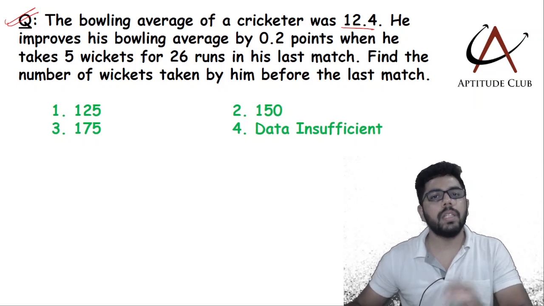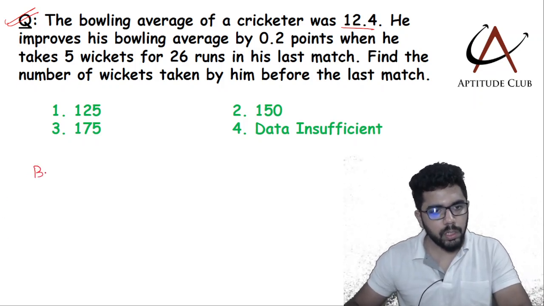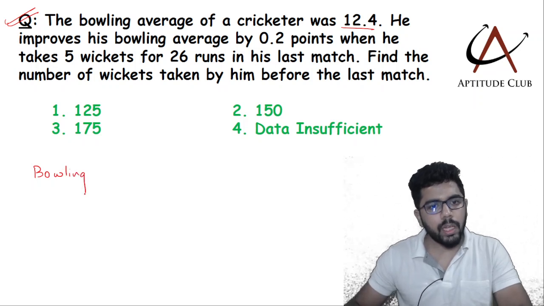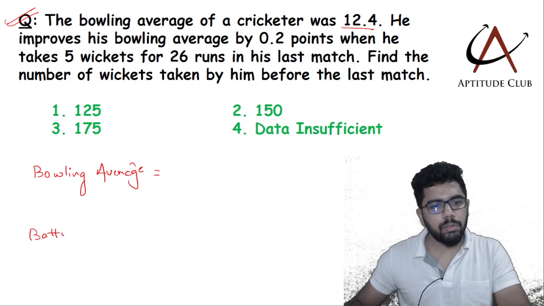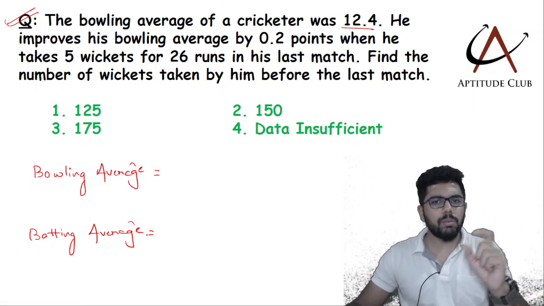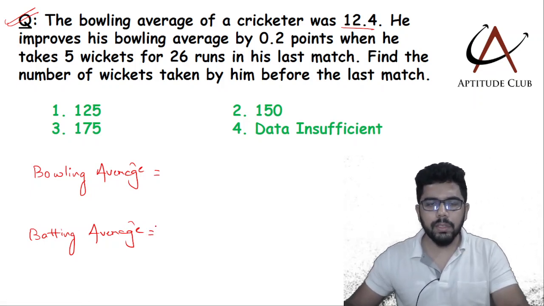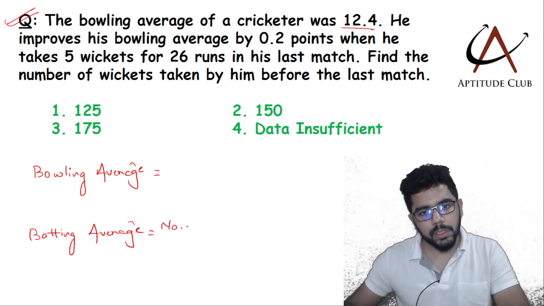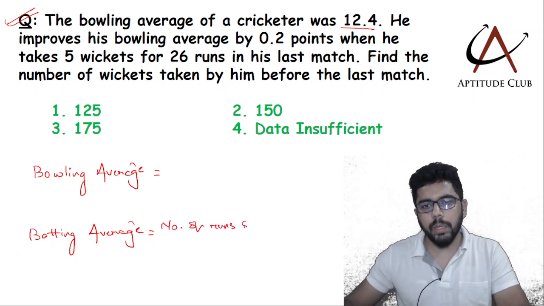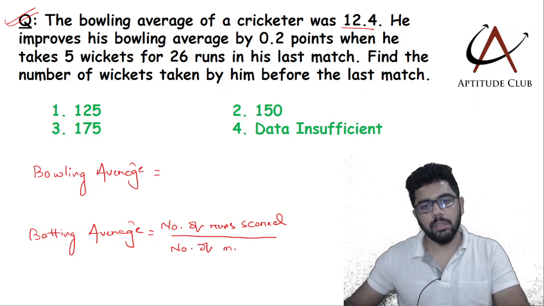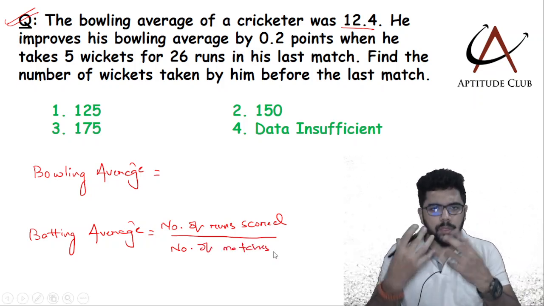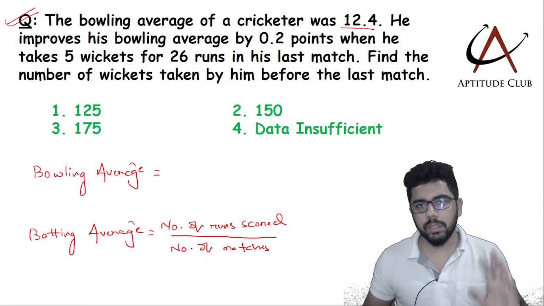So let's understand what is bowling average. Those of you who are familiar with cricket will understand this easily. Those of you who are not, what do you mean by bowling average? There are two types of average in terms of cricket: bowling average, and we can have a batting average also. So these are two different terms. And how to define batting average? This is simple. Batting average is basically the number of runs scored by a batsman divided by the number of matches. Because the purpose of a batsman is to score runs. So per match, how many runs is he scoring?